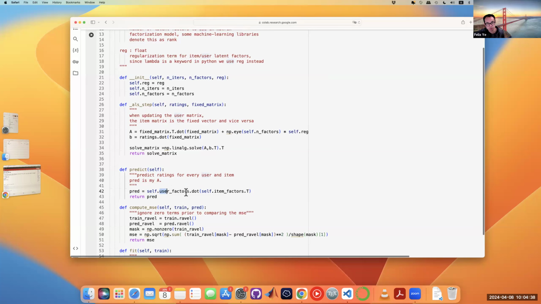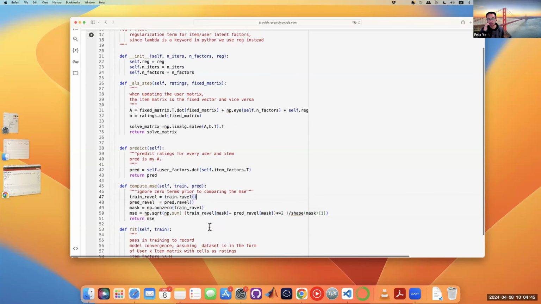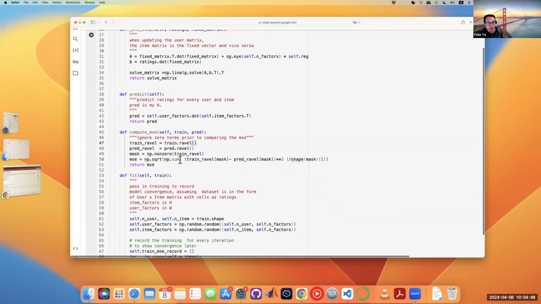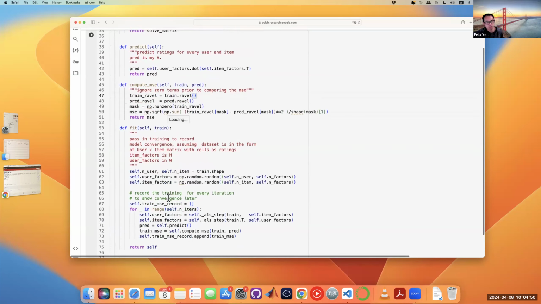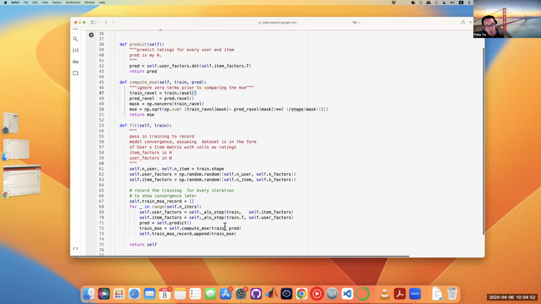So this is my W, which is the user factor. The item factor is H, W dot H transpose. And then we'll talk about this MSE later. This part is the main portion that we have, our fitting function. So we initialize our user factor and item factor, W and H. It's number of users times K, and number of items times K. Both are random.